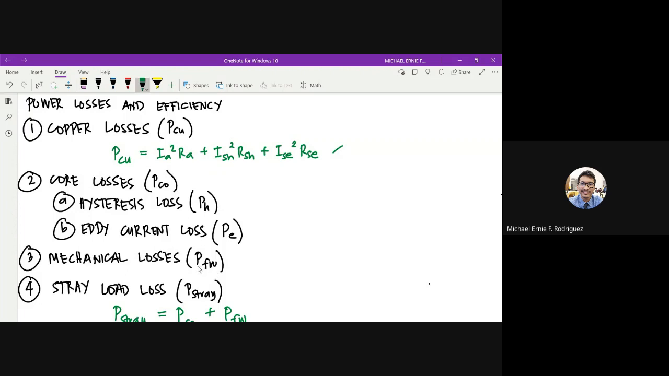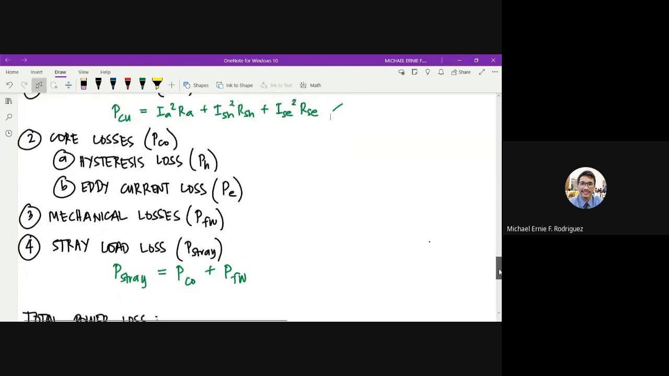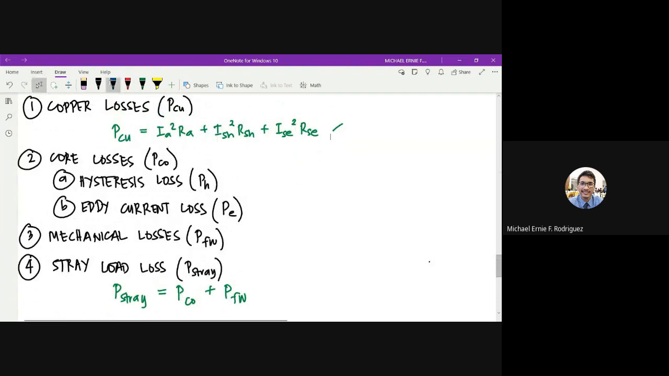And then we also have the fourth one, stray load losses. That is the P stray. Madali lang kunin ang P stray. Ina-add lang natin yung core loss tsaka yung mechanical losses. So we have PCO plus PFW.